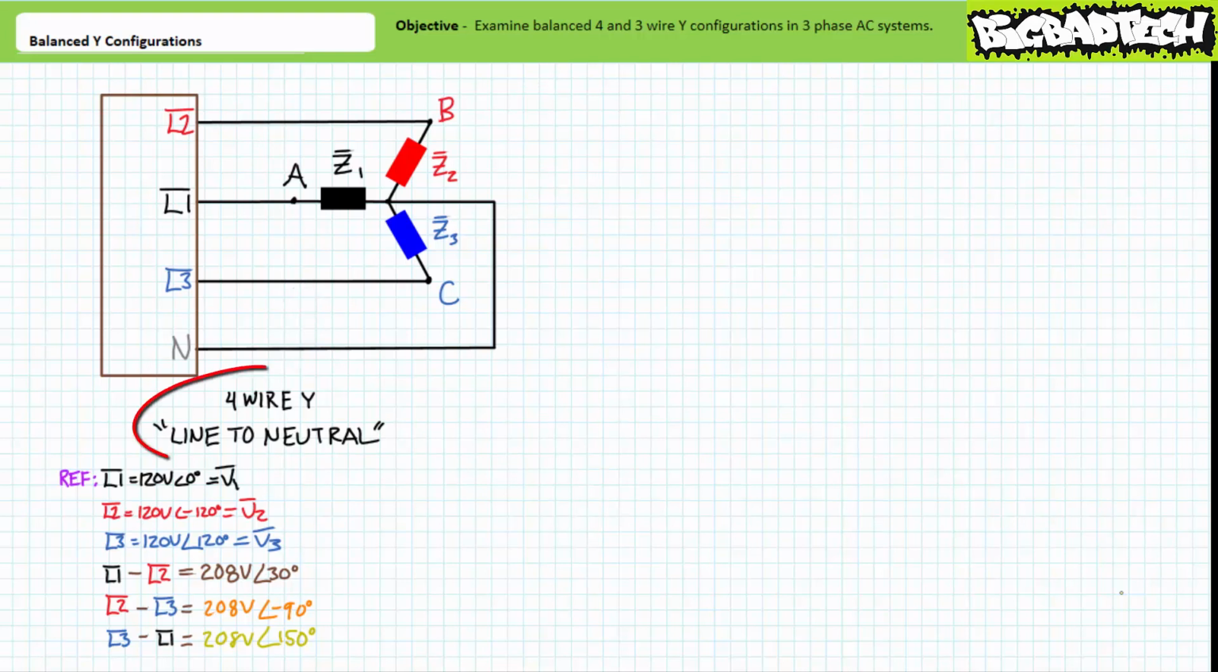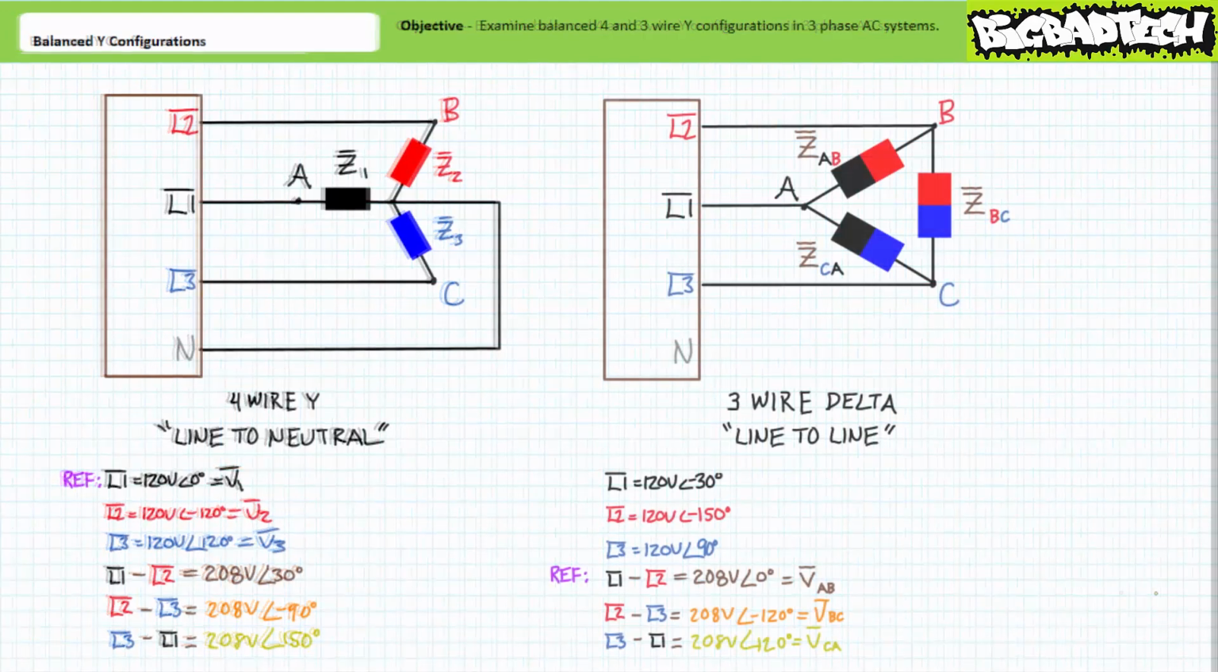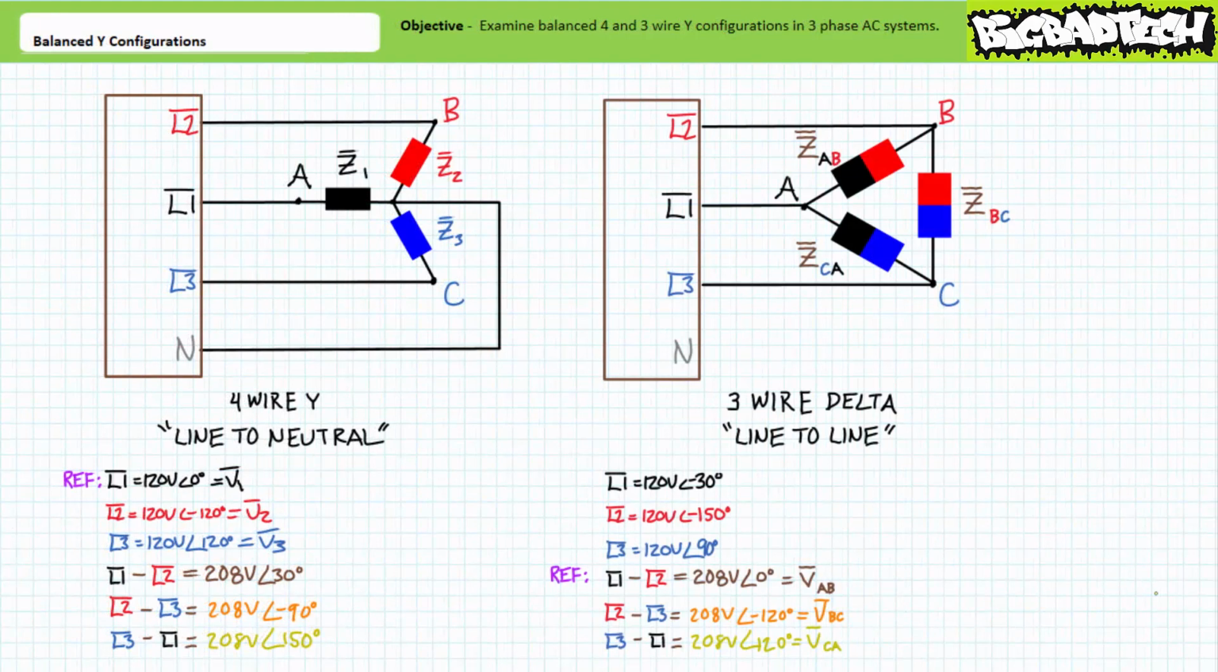In summary, load impedances in a 4-wire Y configuration experience the line to neutral differential. Let's now take a look at the 3-wire delta configuration.